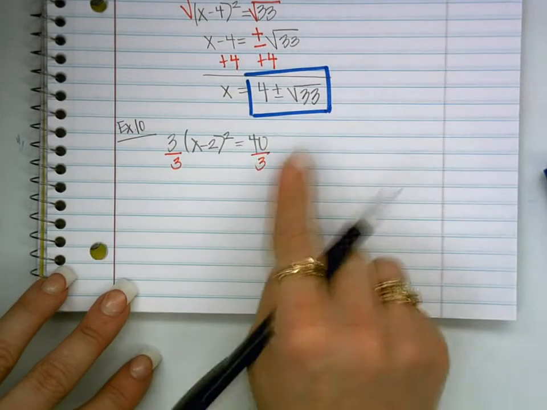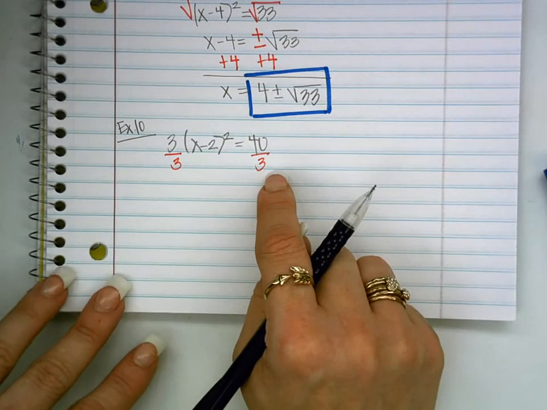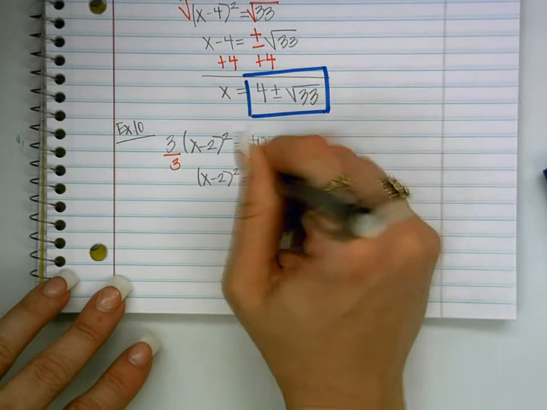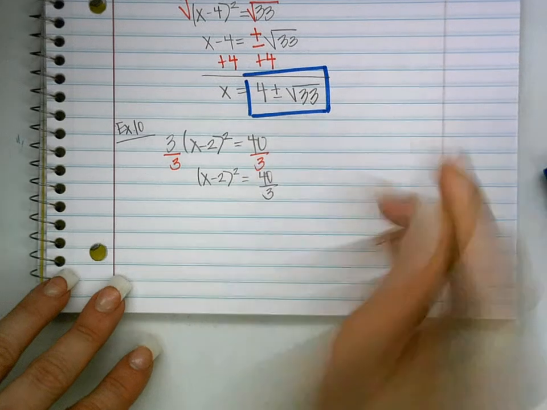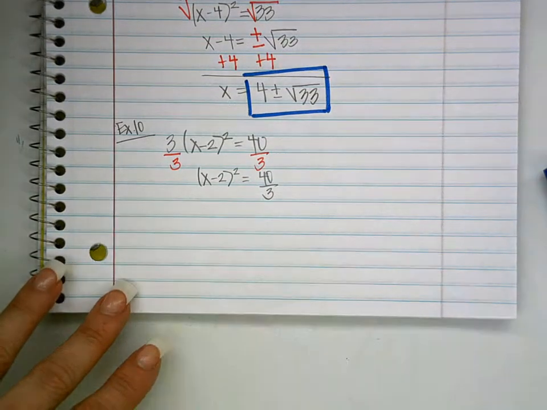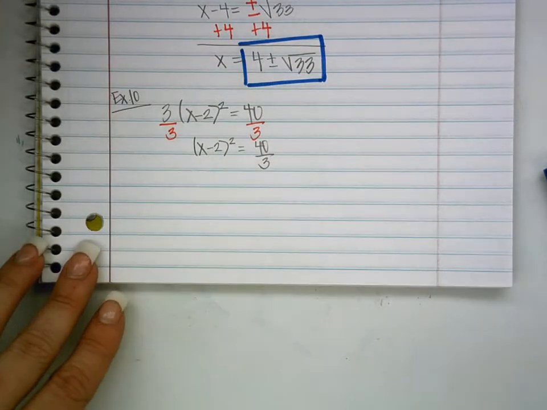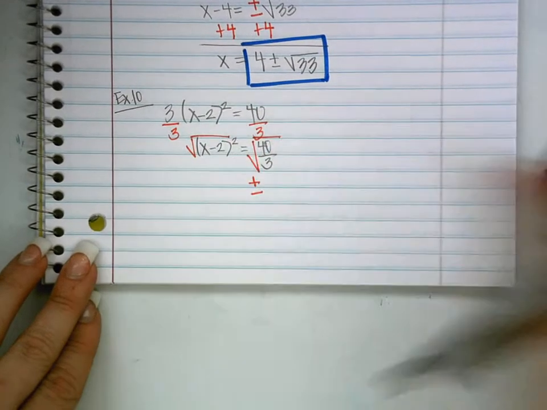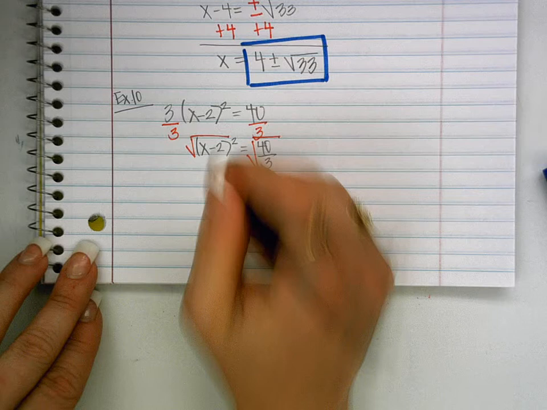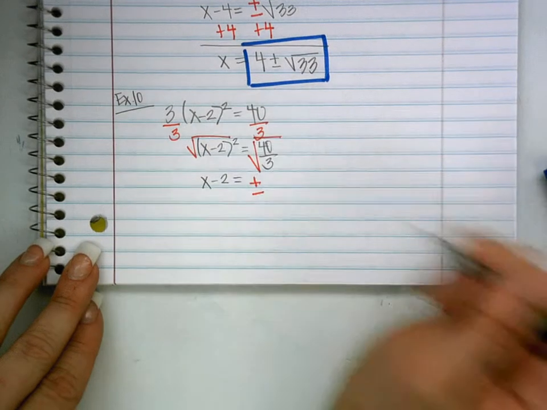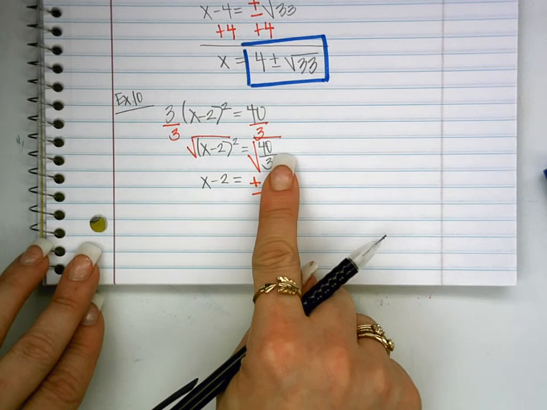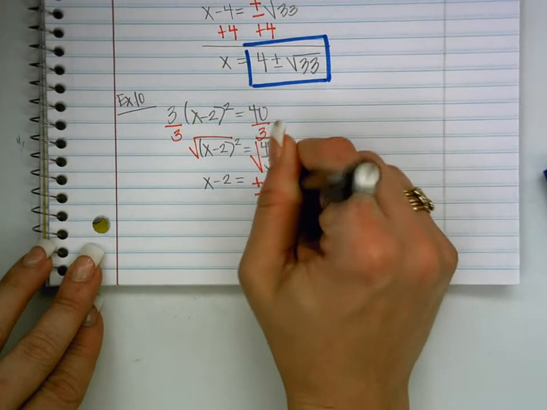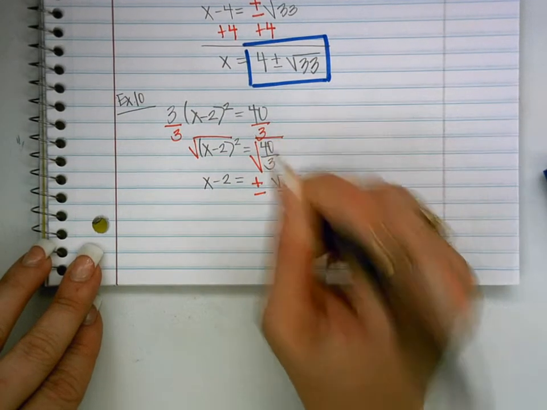If you can, you should reduce this. This one does not reduce evenly. So we just are left with x minus 2 squared equals 40 over 3. To undo the square, you root both sides. Automatically put in the plus or minus. So x minus 2 equals plus or minus, since we have a radical with a fraction under it, break it up to become root 40 over root 3.